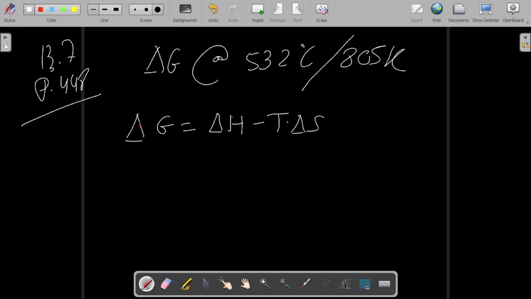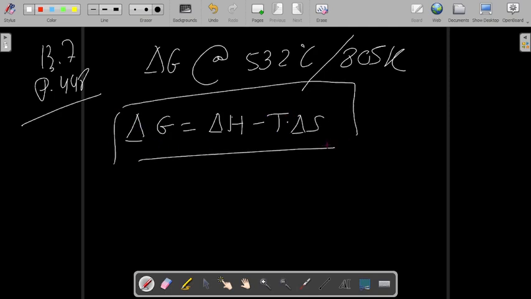This is the only formula we can use, okay? So do we have what we need? Well, this we calculated in the previous problem. This is given to us. We have the temperature as well. The only trick here is that the units do not match, okay? Look at this. The change in enthalpy was minus 114.2 kilojoules.